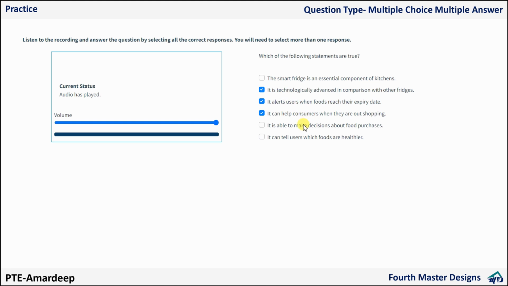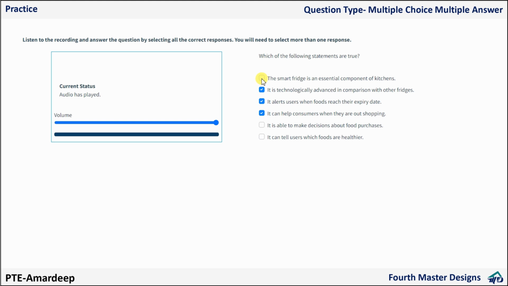I can eliminate which one? Number 5. I can eliminate number 4. And here I may get confused. Smart fridge is an essential component. Fridge is, but not smart fridge. If you are doubtful and you select these 4, I will get 3 minus 1, 2. If you are not sure, leave it. Still there is a chance I will get 3.